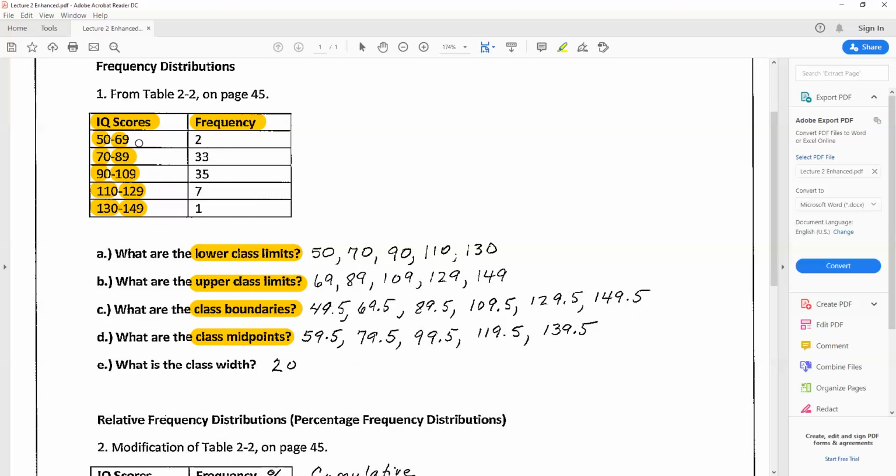So if you go back to row 1, we have 50 and 69. Well, the midpoint would be 50 plus 69. And once you figure out that total, simply divide by 2, and that will give you 59.5. On the second row, I have 70 through 89. So I'm going to take 70 plus 89, figure out that total and then divide by 2. And that is going to give me 79.5.